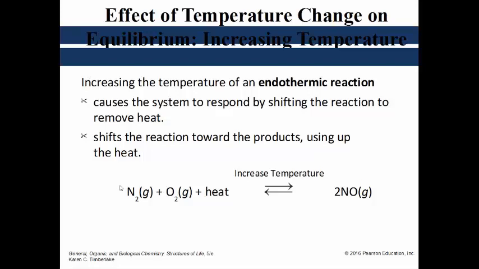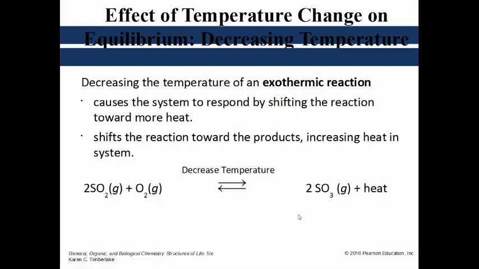Same reaction, nitrogen gas plus oxygen gas plus heat will give you 2 moles of nitrogen monoxide. If you increase temperature in an endothermic reaction, this reaction will be shifted toward the products, using up more heat. Those two were endothermic reactions. Now we'll talk about exothermic reactions.